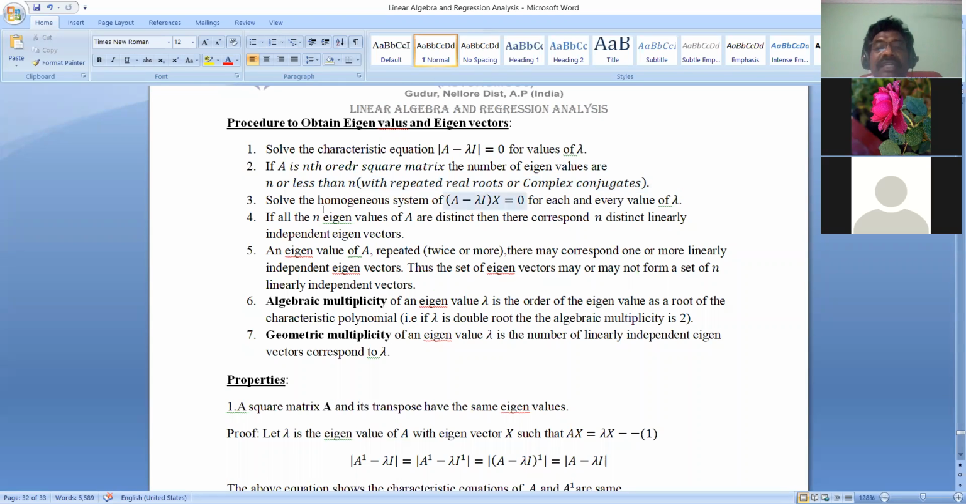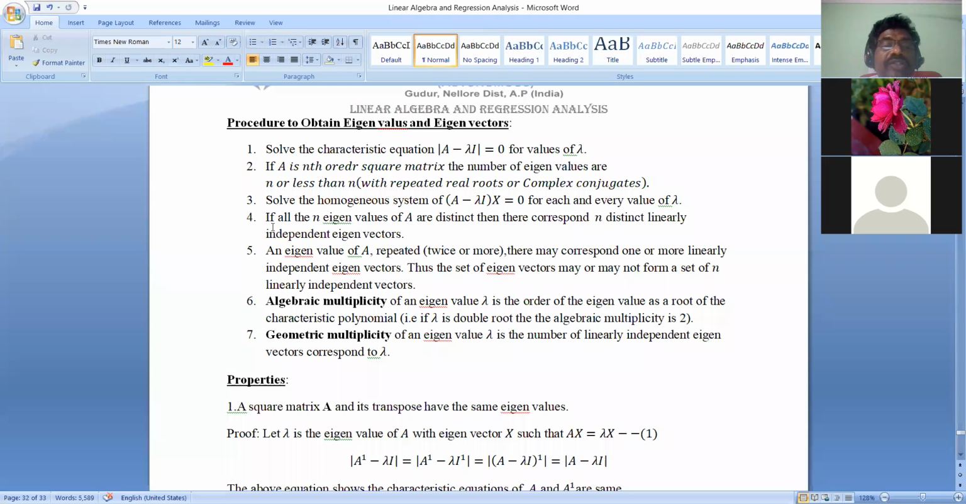Next, for each and every value of lambda, we have to solve A minus lambda I into x equal to 0, by using the system of homogeneous linear equations, which we studied in the earlier chapter, chapter 1. Then only we get the eigenvector or characteristic vector of the given matrix corresponding to that eigenvalue.